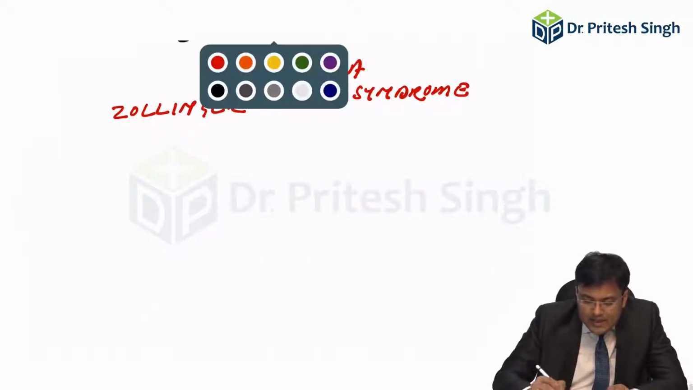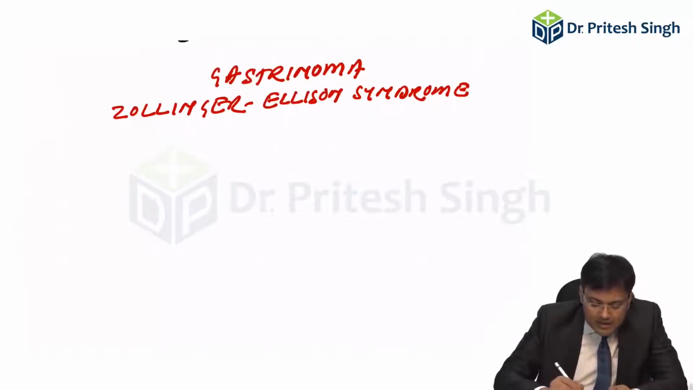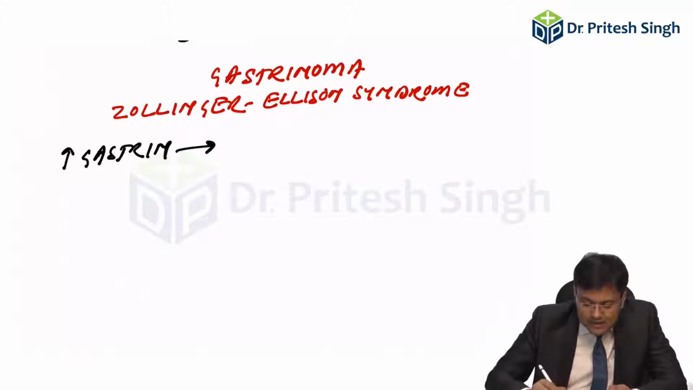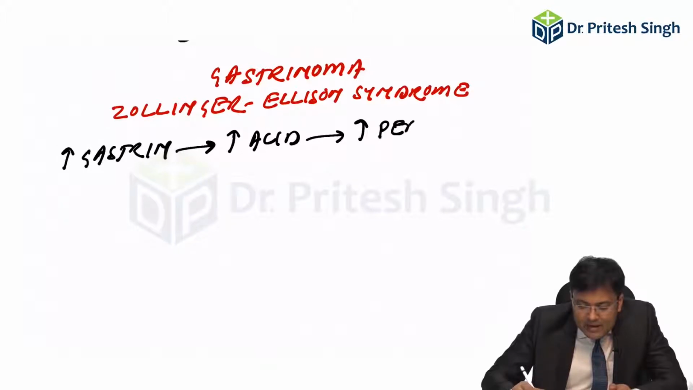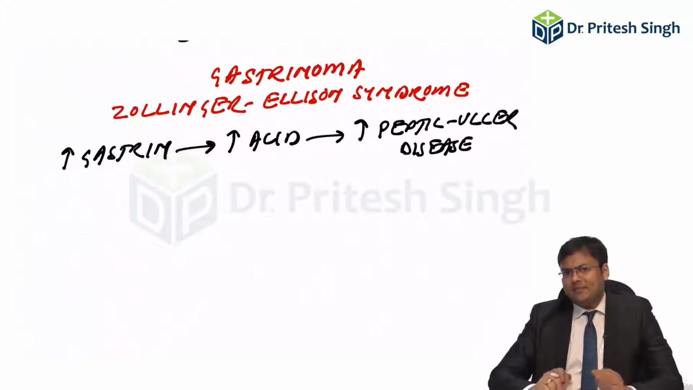Now see the basic pathophysiology in gastrinoma. In gastrinoma, there is increased release of gastrin. Because of this, there is increased release of acid, and because of this, the patient has an increased risk of peptic ulcer disease. This is the simple etiopathogenesis.